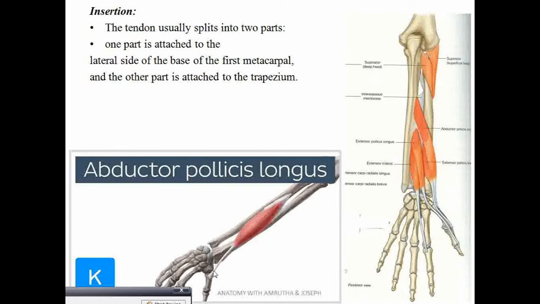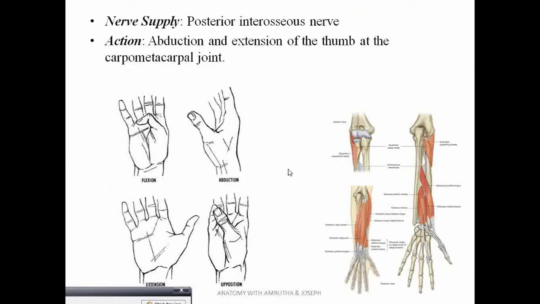And if it is dividing into two tendons, the other part may get attached to the trapezium, but usually it ends as a single tendon and it will be attached to the base of first metacarpal. Nerve supply of it is by posterior interosseous nerve. Action: abduction and extension of the thumb at the carpo-metacarpal joint. Carpo-metacarpal joint is between the carpal bone and the metacarpal.